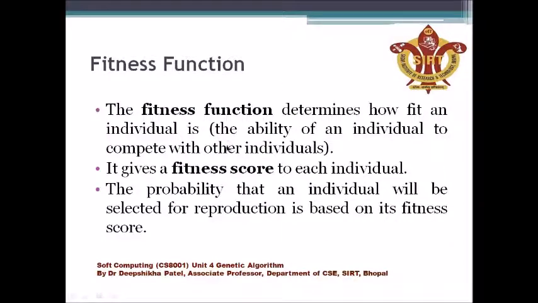Now the fitness function: how do we calculate the fitness of an individual? Until and unless we calculate it, we cannot find the fittest individual. After the population has been initialized, the next step is to find the fitness of each individual. The fitness function determines how fit an individual is. With the help of the fitness score of each individual, we can find the fittest individual or individuals from the population.